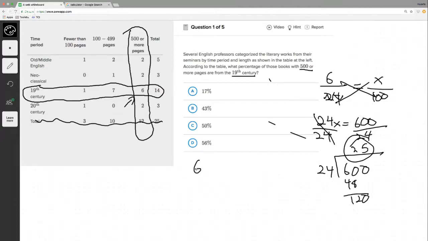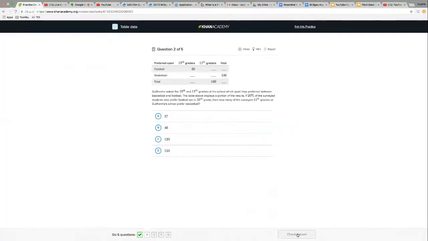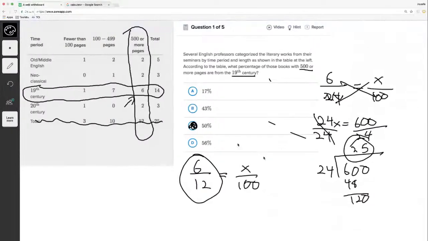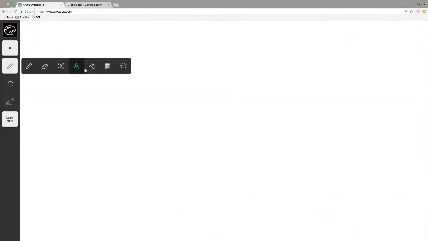Let's reset this. It should be 6 over 12, right? 2, 4, 10, 12 equals x over 100. But you can probably see that 6 out of 12 is just 50%. Yikes, that was scary. That can happen. They were nice enough here not to give a tricky answer, because I could have easily been incorrect. All right, let's go on to the next one here.